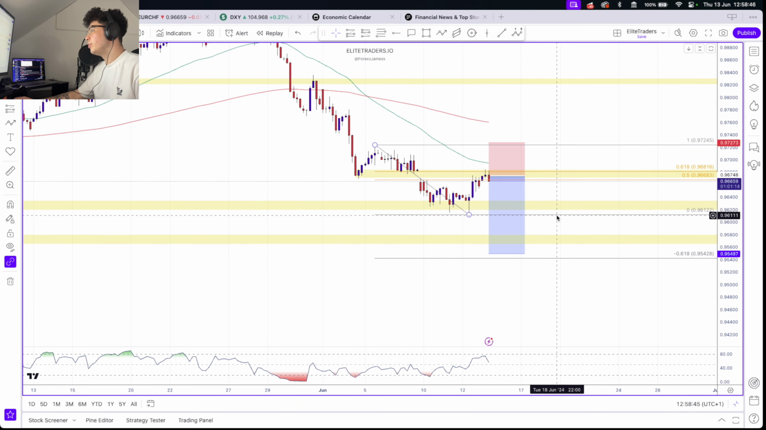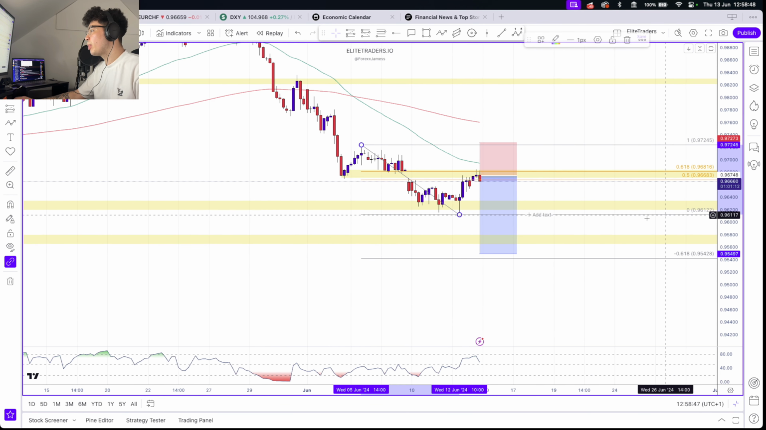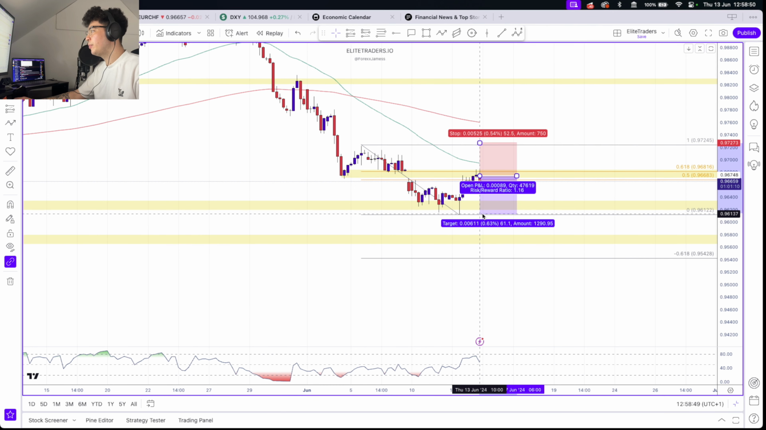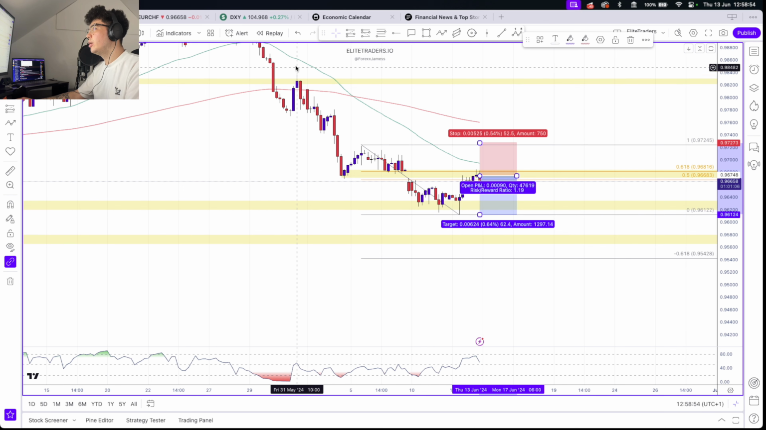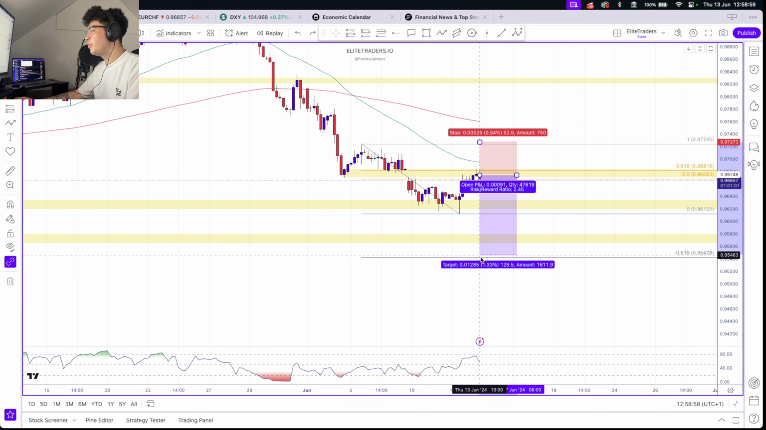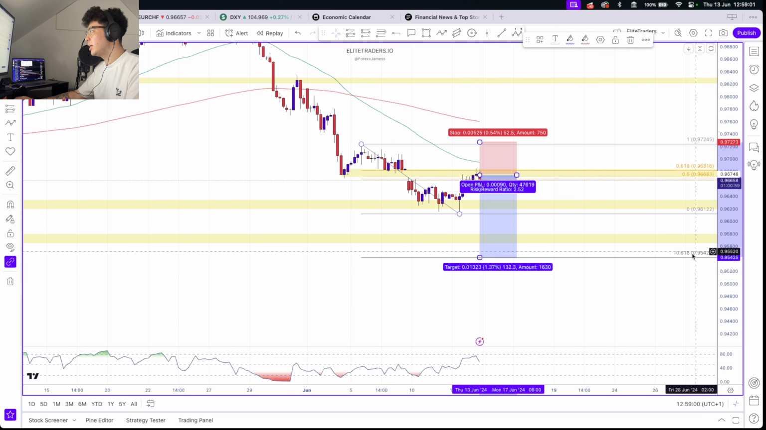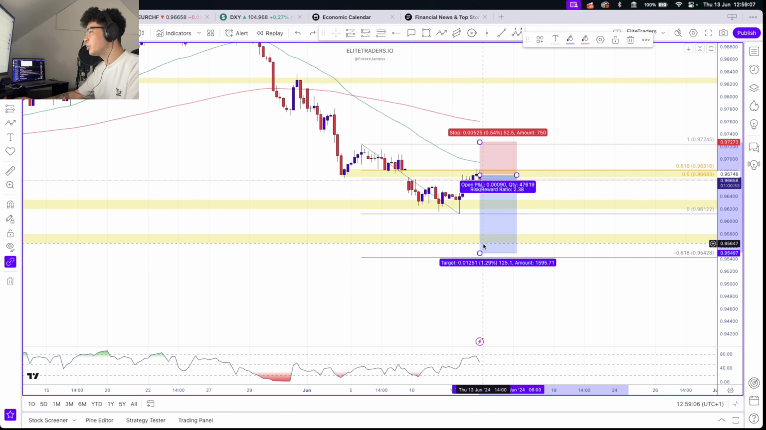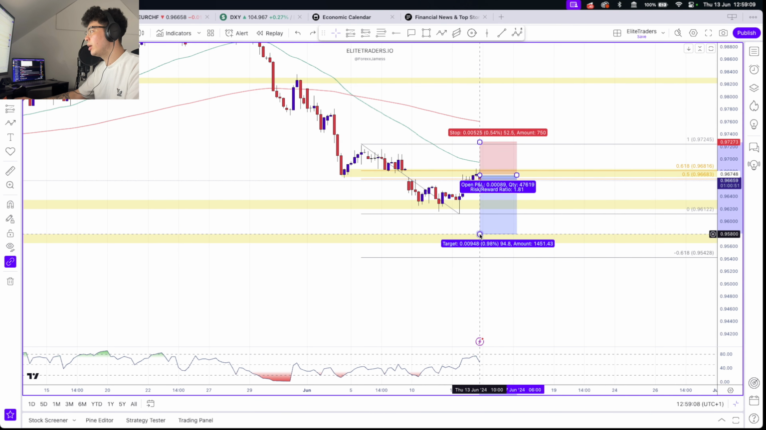Now, take profit wise, we could have a take profit here at the 0 level, so back at the previous lows. However, in this trend, I feel like we could go lower. So we could use the fib extension, and this is what the negative 0.618 is commonly used for. It's commonly used as a take profit level. However, I don't want to do that. I like my take profit right here.